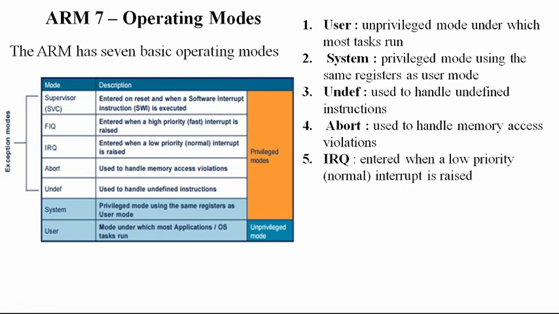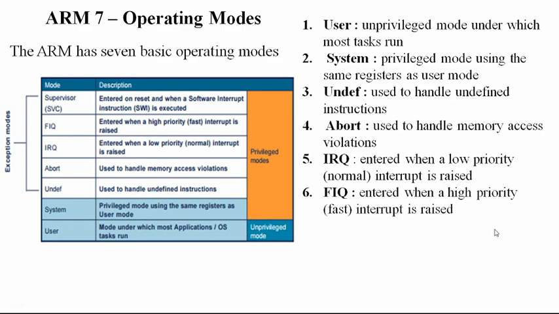Next one, FIQ mode or IRQ mode. IRQ stands for interrupt request mode. In this interrupt request mode, we can generate interrupts, and we can write an interrupt service routine in this IRQ mode. And the priority of these interrupts will be moderate, or you can say normal interrupt priority. Second priority will be given to the IRQ interrupt.